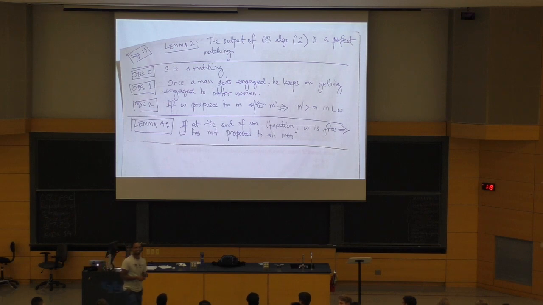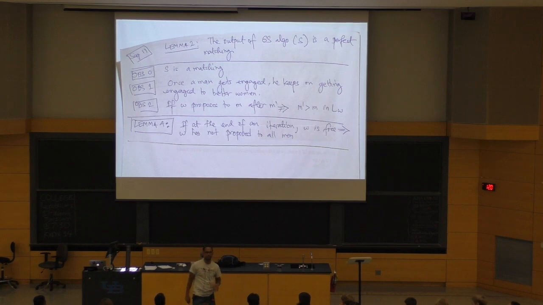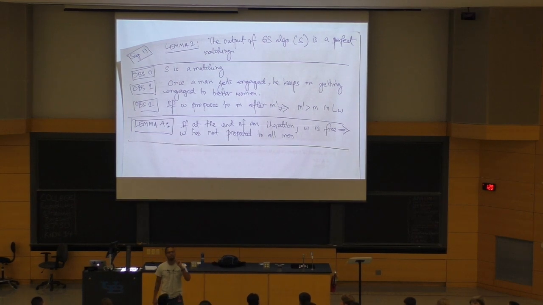Tyler? Yes. So it says in observation 2, if W proposes to M after M prime, M prime is greater than M. Why is M prime greater than M? So greater here means it's higher on the preference list. So you're asking why is that? Yes. Okay, so if you look at the sequence of men that W proposes to, she will start off from the top of a list and keep on going down the list, right? So if M prime is higher than that.